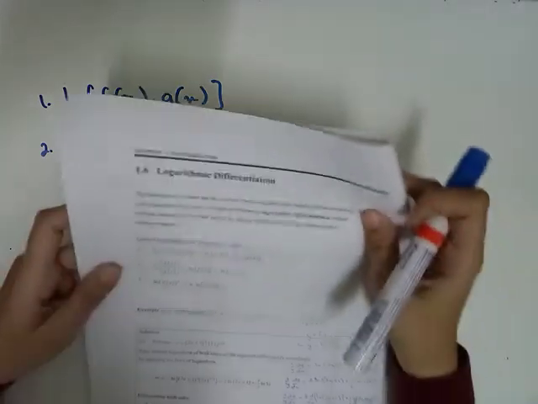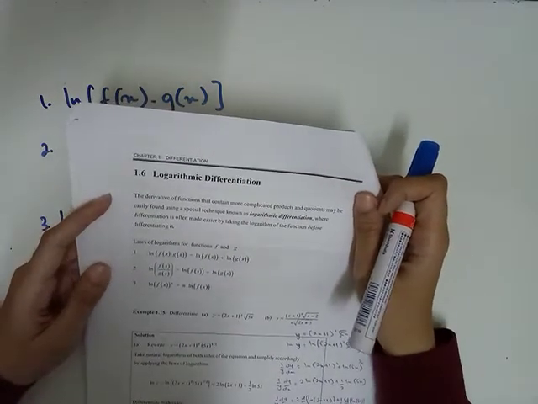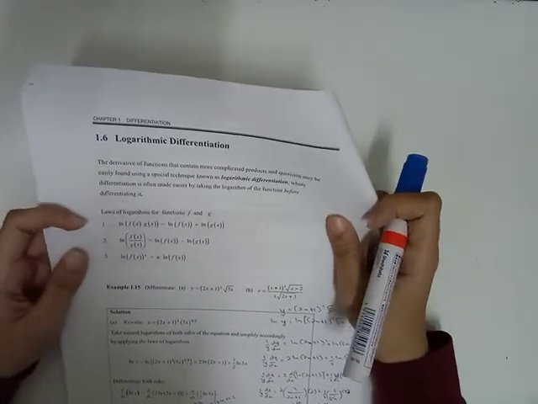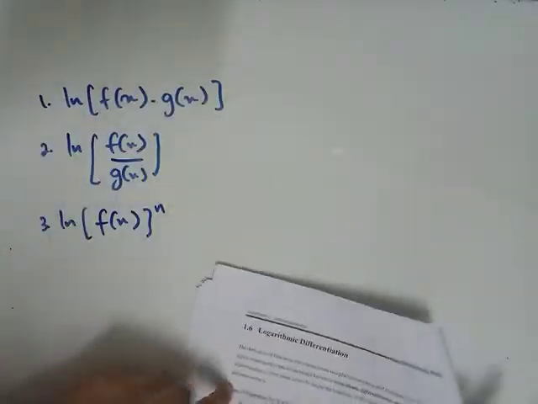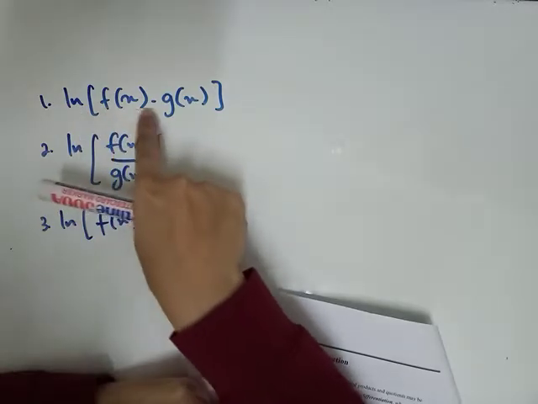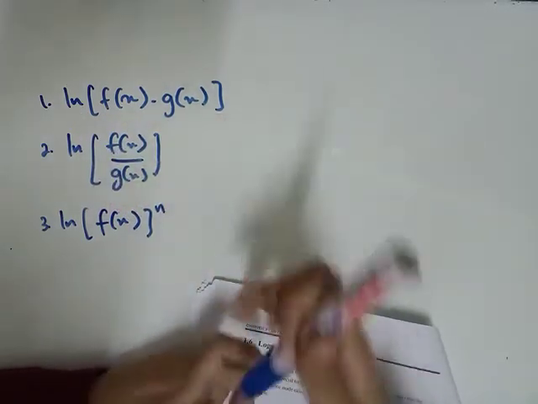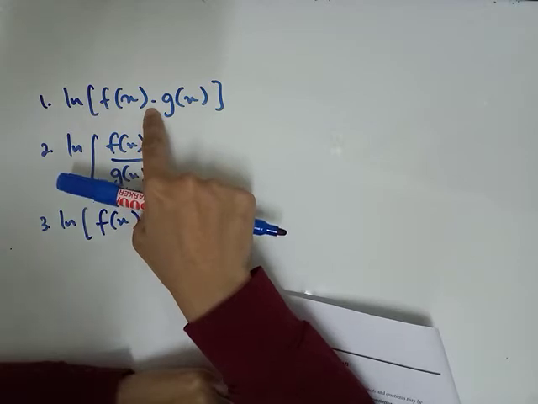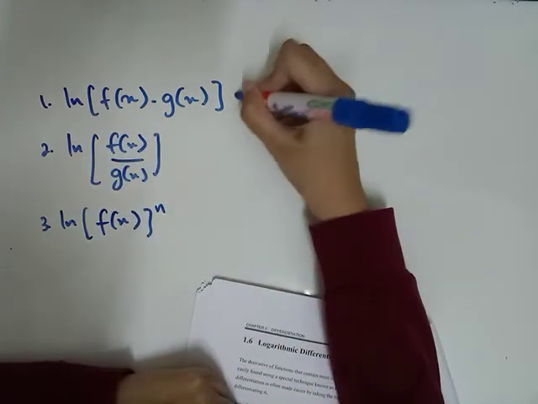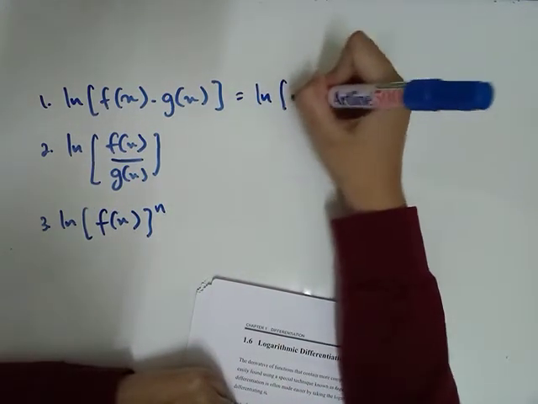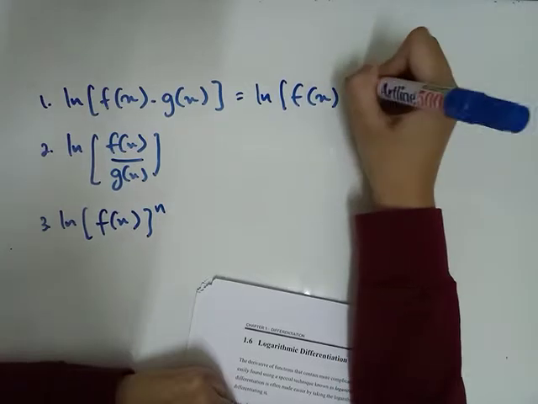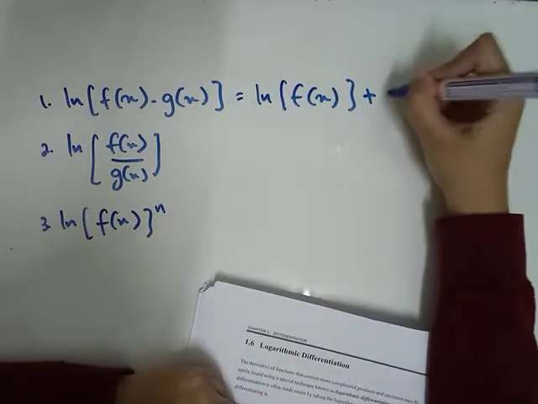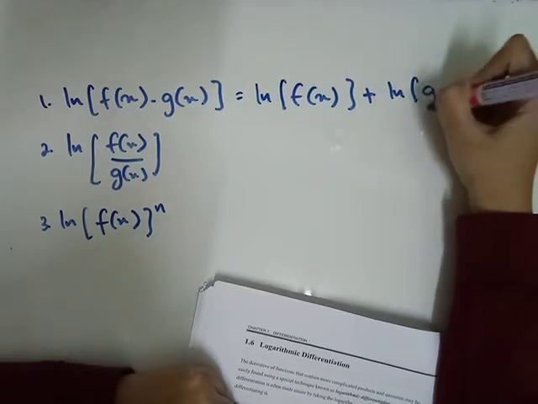Alright class, let's go to the next topic, logarithm differentiation. Look at the laws of logarithm for functions. In your notes, look at number 1, ln f(x) times g(x). So you need to separate. When it's multiply, you need to separate f(x) and g(x). It will become ln f(x), and when it's multiply, it should be plus ln g(x).